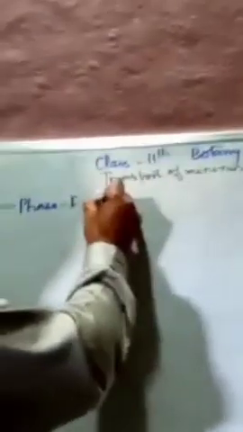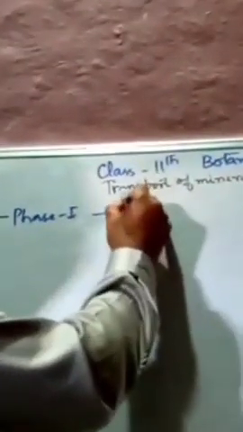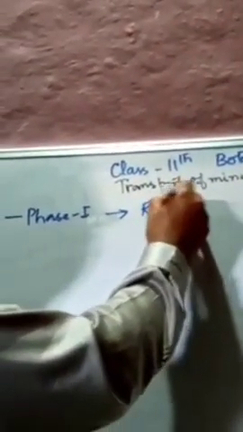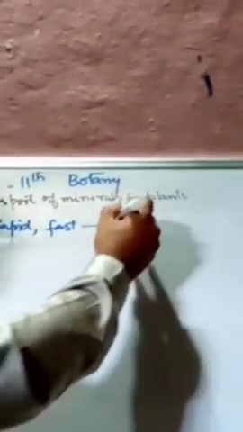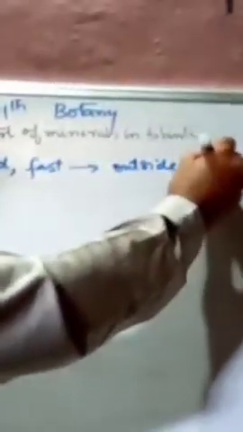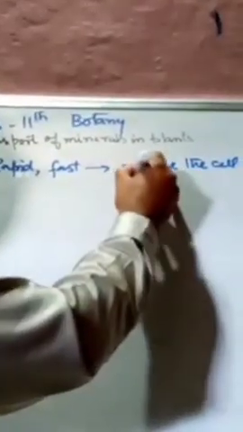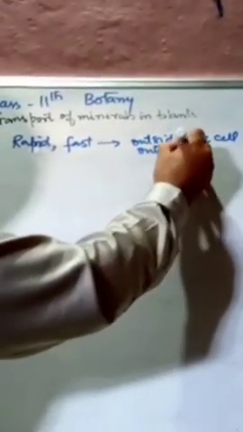Phase first, if we talk about these two parts, part first and part second, in part first, phase first, it is a very much rapid movement of minerals. It is fast, and this movement of minerals takes place outside the cell, or we can say the outer space of the cell.